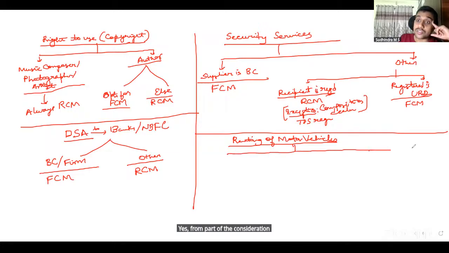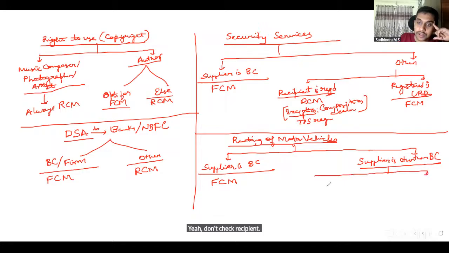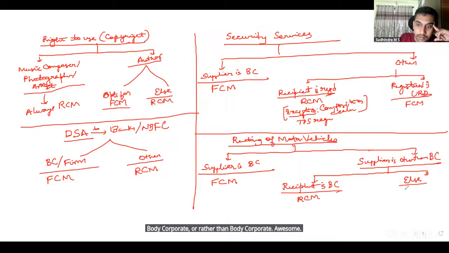Then I have to see who is the supplier. If the supplier is a body corporate, it is FCM. If the supplier is other than a body corporate, I have to check the recipient status. If the recipient is a body corporate, it is RCM. Else, if the recipient is other than a body corporate, it is FCM.